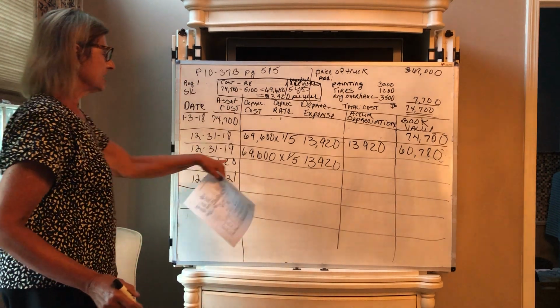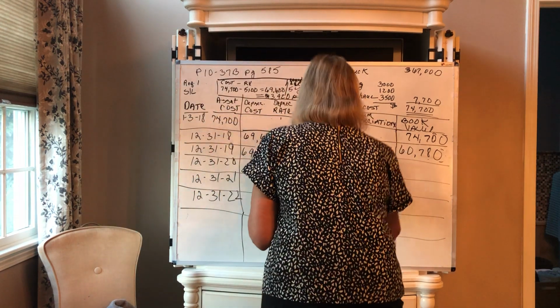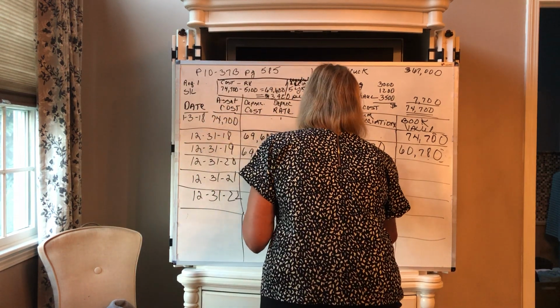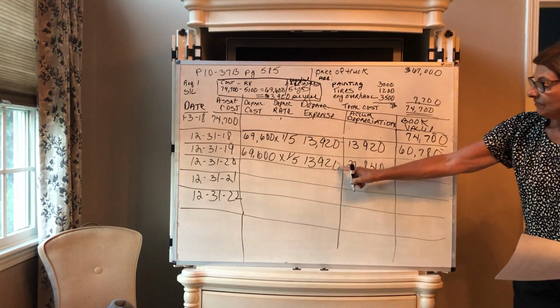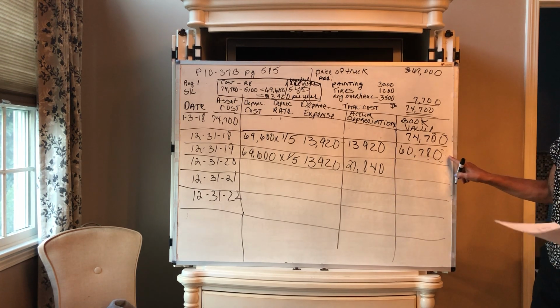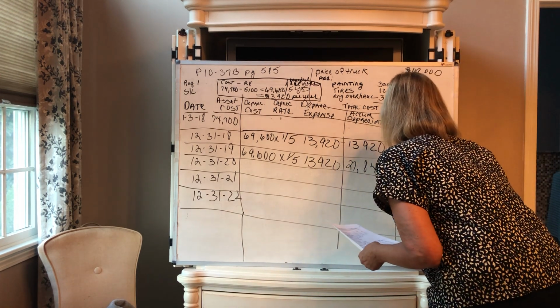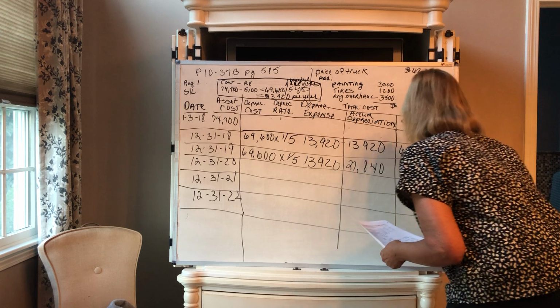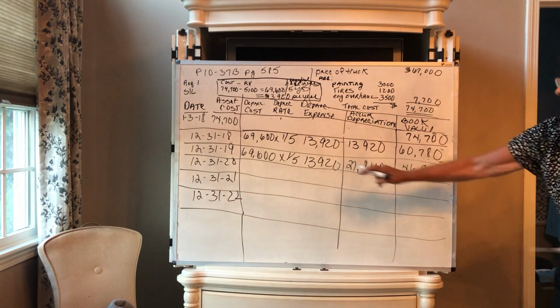Okay, so here's our second year, exactly the same, 13,920. Accumulated goes up to 27,840, and the book value goes down. You add in the depreciation expense to increase accumulated depreciation and then subtract it to get the new book value, 46,860. Notice how much the book value is coming down, right? That always happens. But it comes down evenly with straight line because the expense is always the same.